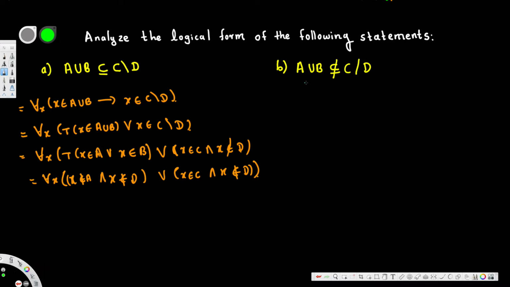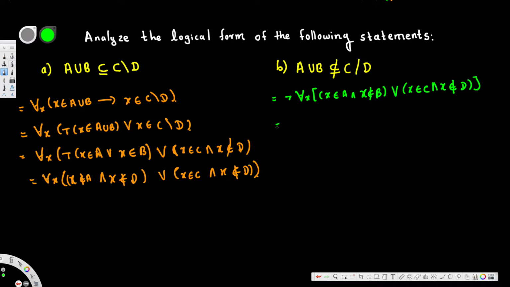Okay, now let's look at the next one. The next one is saying A union B not a subset of C difference D. If you look at this one, these two are almost the same. The only difference is the middle one is not a subset of. So what we have to do is just negate this one, and that's going to be equivalent to this. So if we negate that, this is going to be the negation of for all x, x belongs to A and x not belongs to B, or x belongs to C and x not belongs to D.